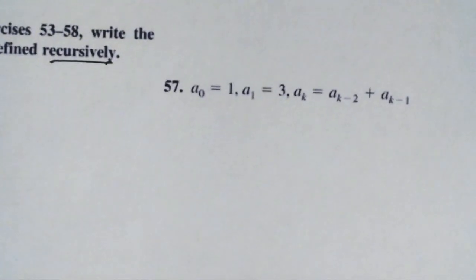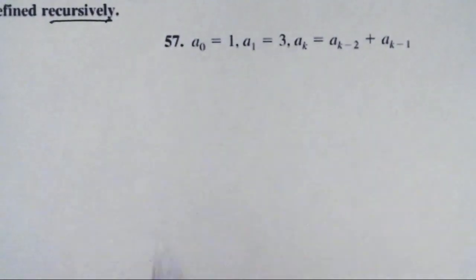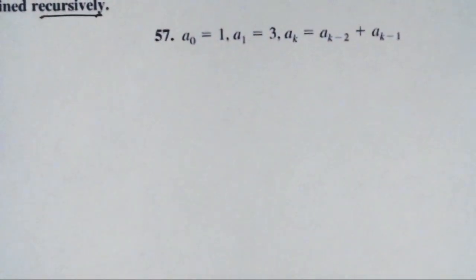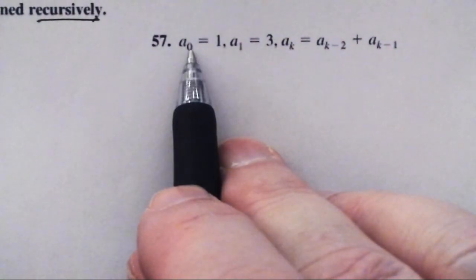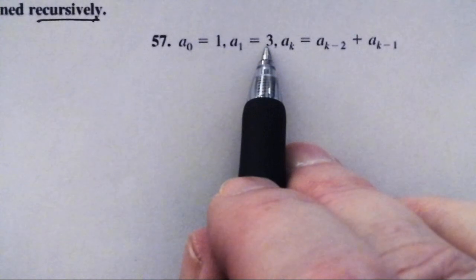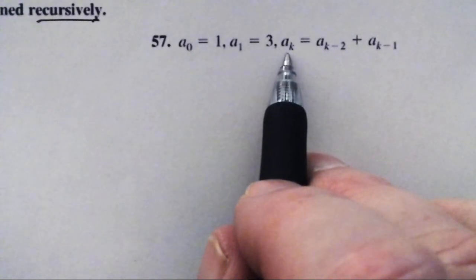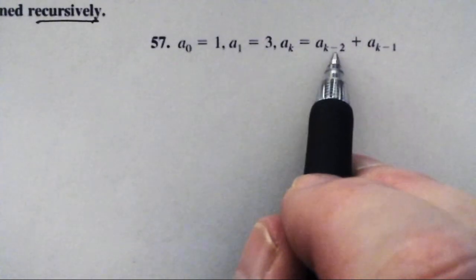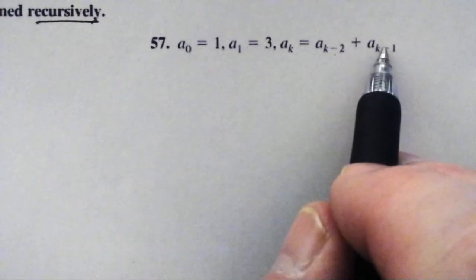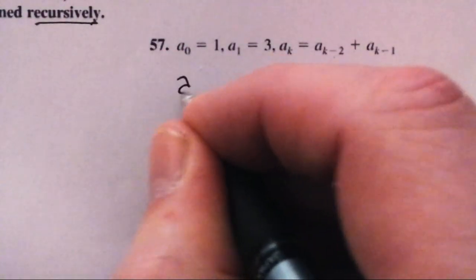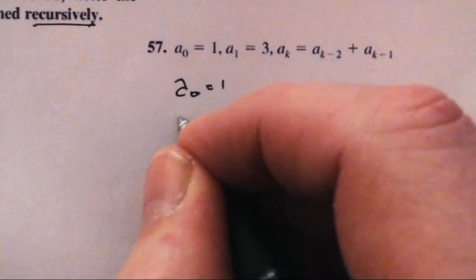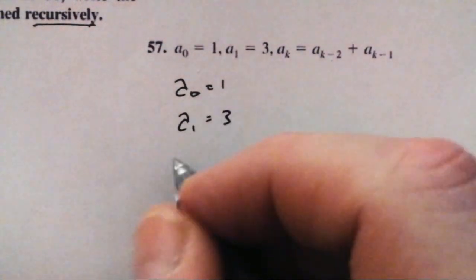Okay, this might actually have a familiar feel to some of you. Here they give us A0. There's no magic in starting at 1. It's kind of normal, but you don't have to start at 1. The 0th term is 1. The first term is 3. Any term out there is equal to the term that was 2 before it plus the term that was right before it. So A0 is 1. A1 is 3.